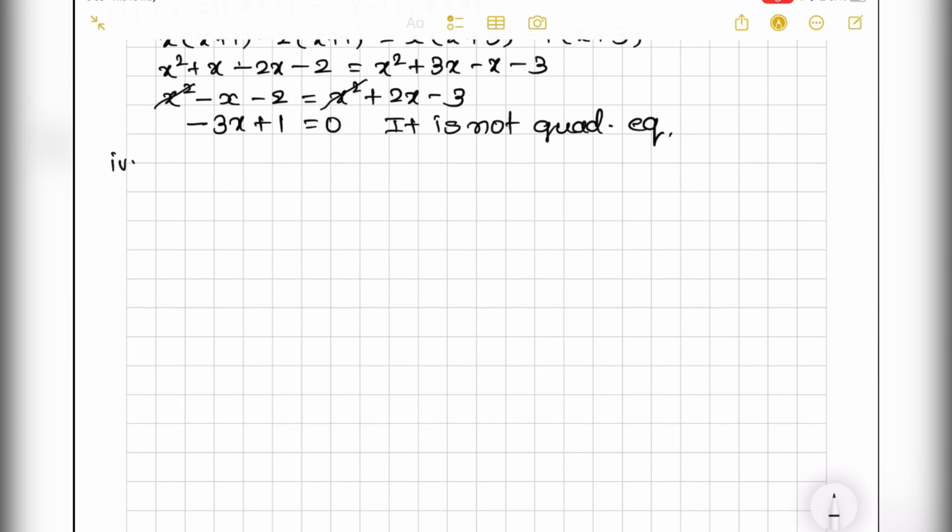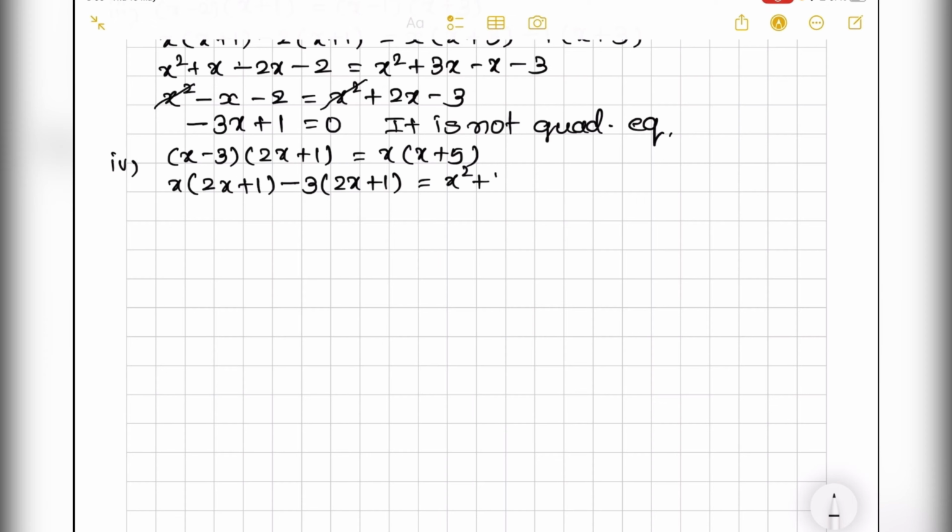Then fourth one says (x minus 3) into (2x plus 1) equal to x into (x plus 5). So here again the same process I am doing. First I am multiplying with x the whole bracket, then with minus 3 the whole bracket, equal to x square plus 5x. So 2x square plus x minus 6x minus 3 equal to x square plus 5x.